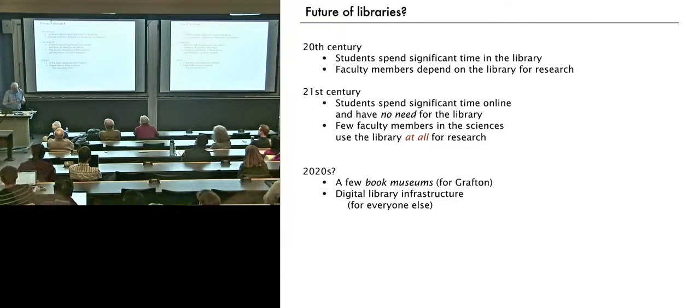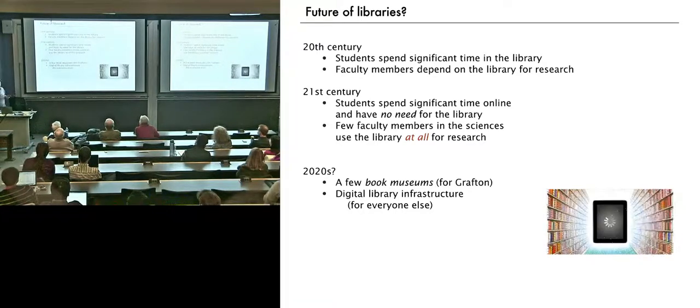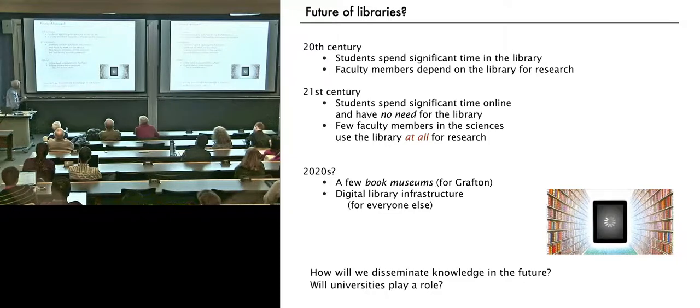But I think, you know, in the 2020s, which are coming up pretty soon, we might have a few book museums, but really everybody else is going to have some kind of digital library infrastructure. But how are we going to create the content for that? Are we really going to be submitting Word files? I'm not quite clear how knowledge is going to be disseminated in the future, and are universities going to play a role? Is there some activity in figuring out what this is going to look like?